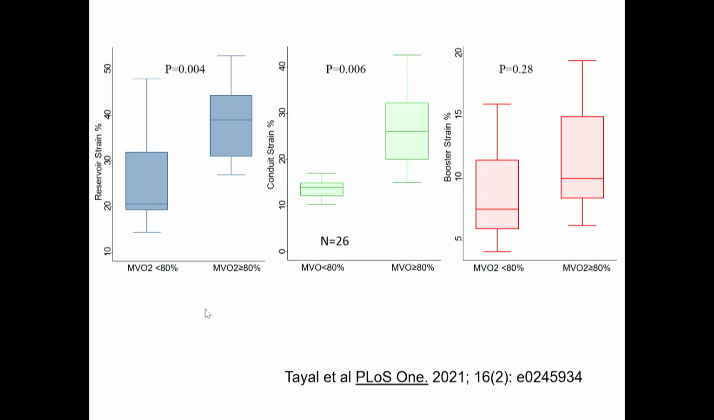More recently, we and others have looked at left atrial strain, and strain has been associated with events such as atrial fibrillation, whereby reduced atrial reservoir strain and likely also pump strain are associated with events of atrial fibrillation. What that slide shows is that the reservoir strain and the conduit strain are worse in patients with a peak oxygen consumption that is less than 80% of what is predicted for age and sex.